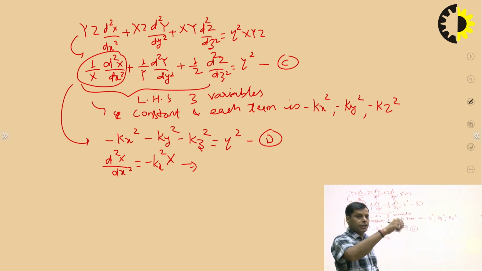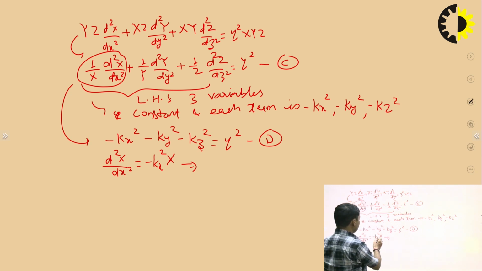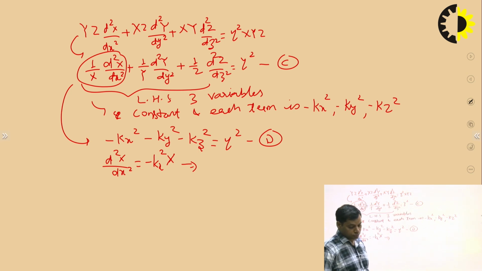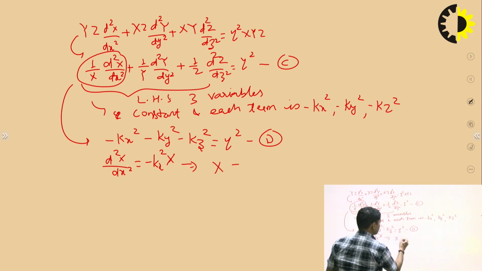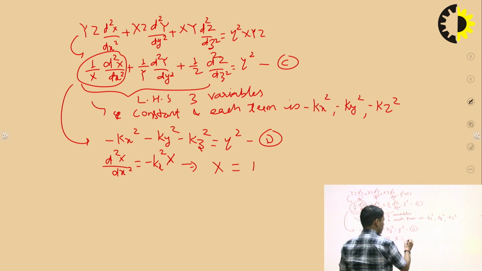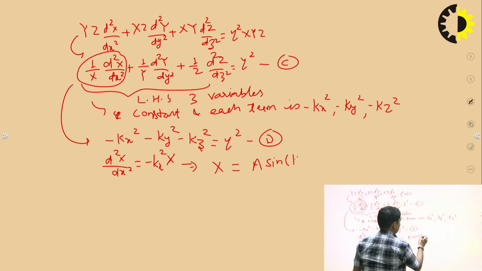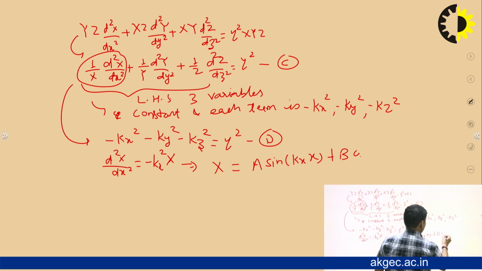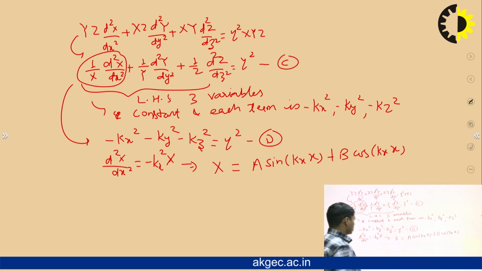So we can see here d square plus m square equals 0. The roots come out as plus minus j kx, so this will be the imaginary component. So the solution for this in terms of x will come out, let's say, a sine kx into x plus b cos kx into x.